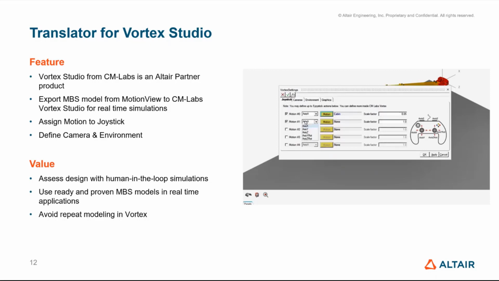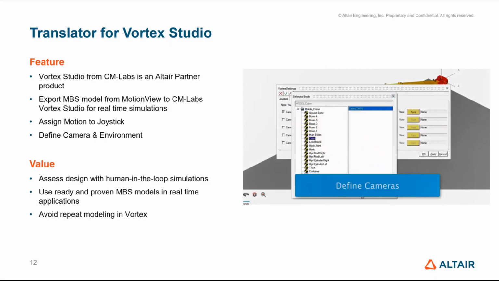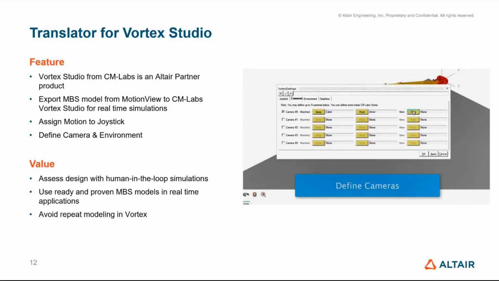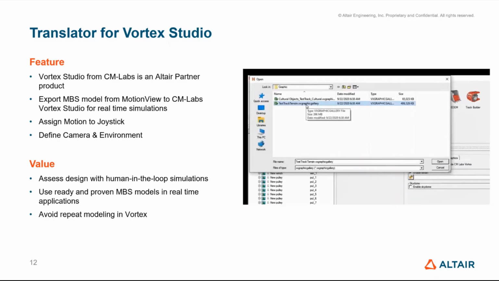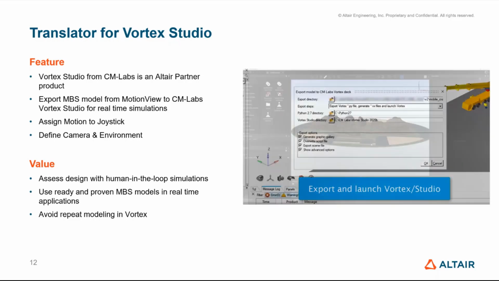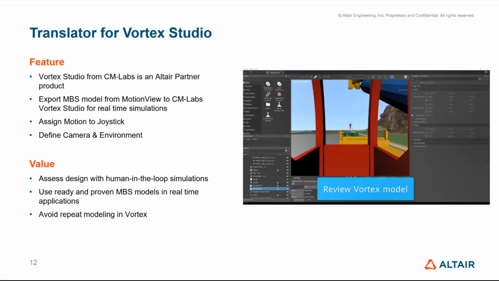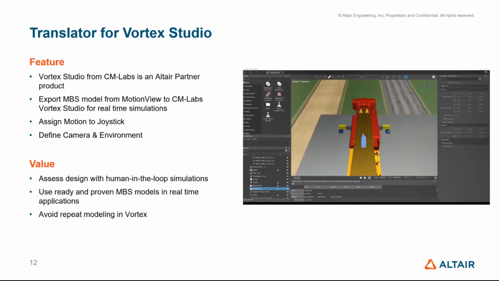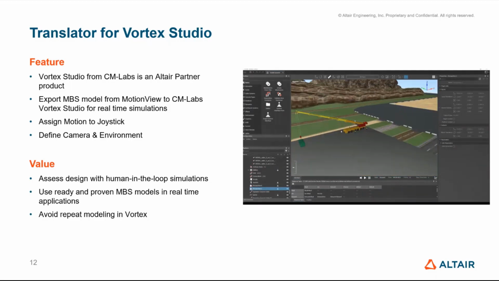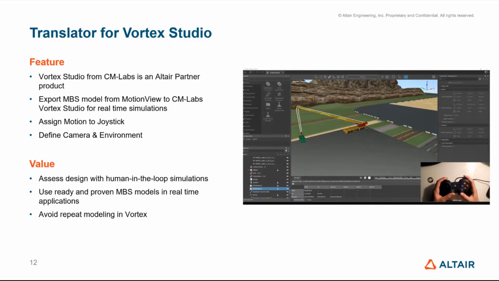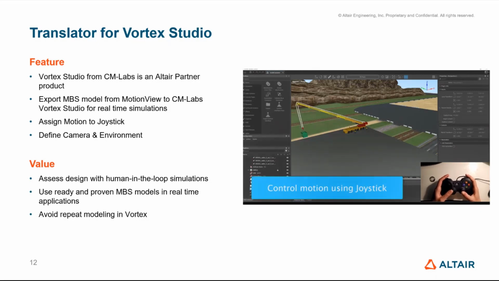The advantage here is, of course, that your vetted MotionSolve model can then be reused for real-time simulation and visualization. So you would do a detailed model first in Motion View, run it with MotionSolve, finalize your initial design, and then bring it to Vortex in order to perform real-time simulations such as human-in-the-loop testing. This will overall accelerate the design cycle and bring user experience into the design early on.